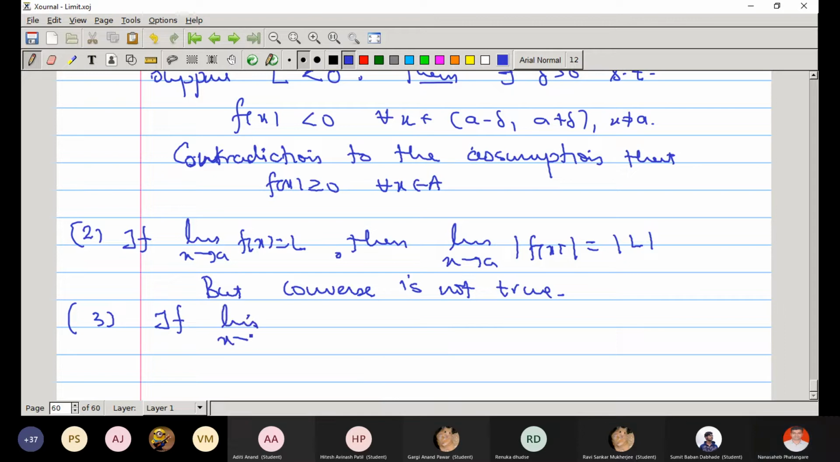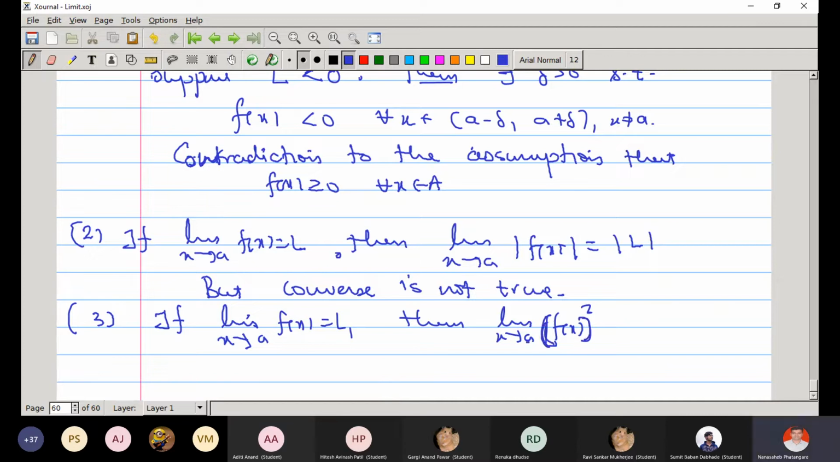Limit x tends to a, now we want to think about the power. So limit x tends to a, f of x is equal to L. And what can we say about the limit x tends to a, f of x square? What should be the limit? Does this limit exist? Square of f. I am taking the square of function f.